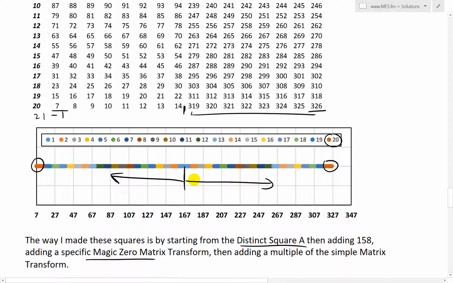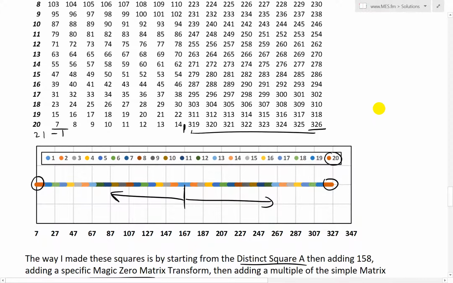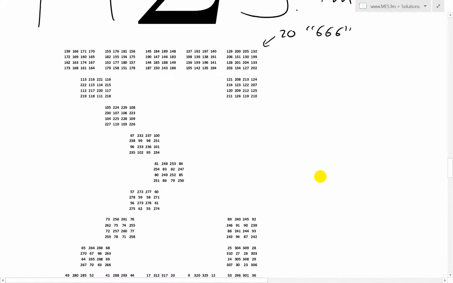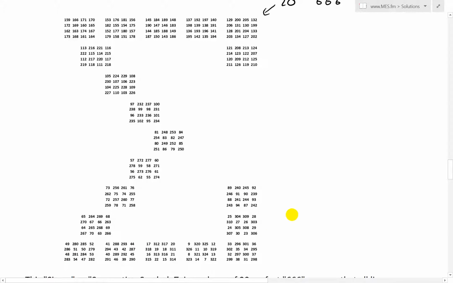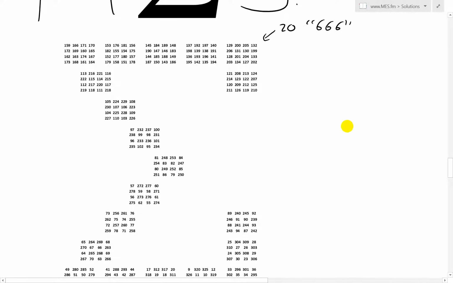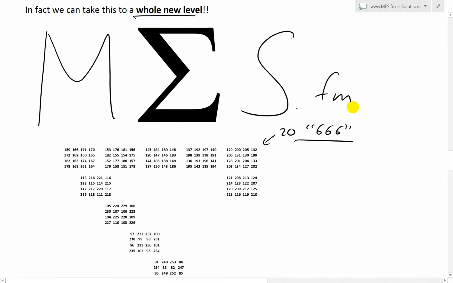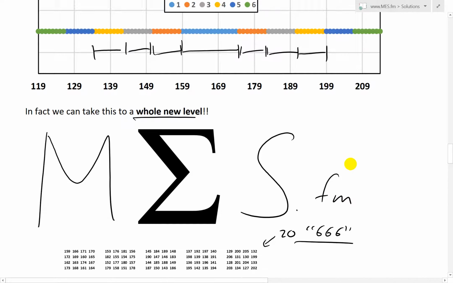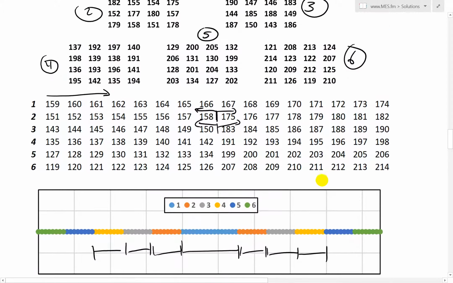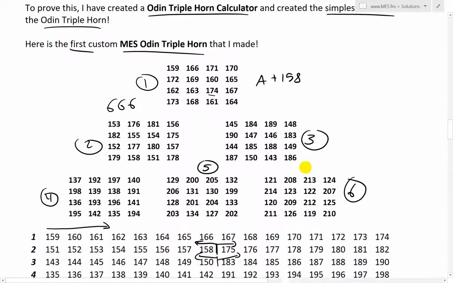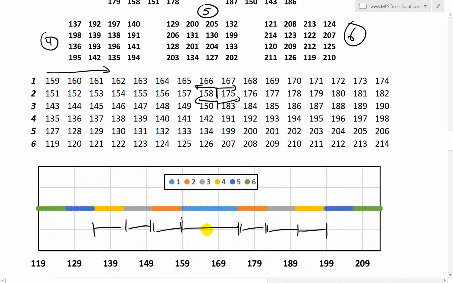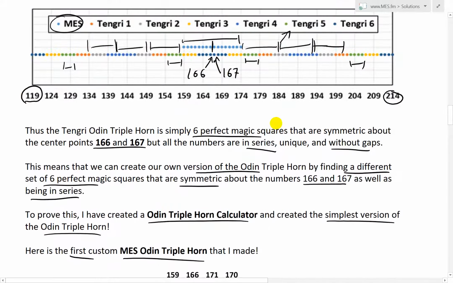And then this Odin's Triple Horn, again, it's about understanding the symmetry of it. And here's the one I made, all the way from 7 to 326. And there is my perfect sigma MES summation symbol of 20 of these perfect squares. And there's the MES out of FEM logo like that. And there's my own custom MES Odin Triple Horn. And again, it follows the same simple symmetry: separate everything in pairs of 8s, etc.